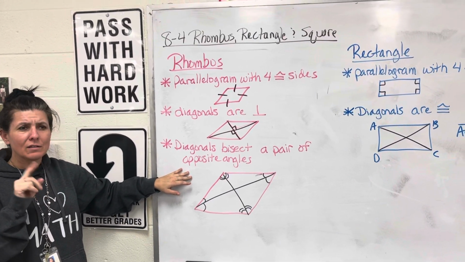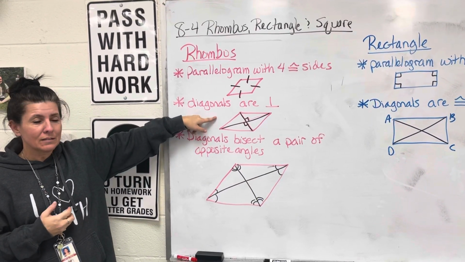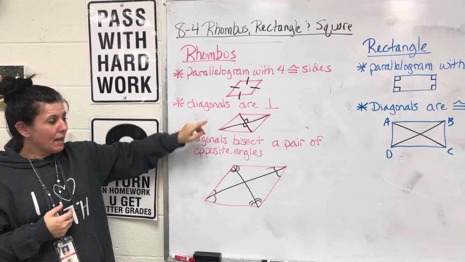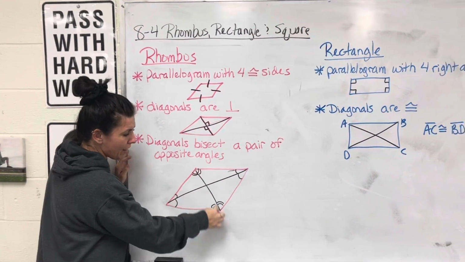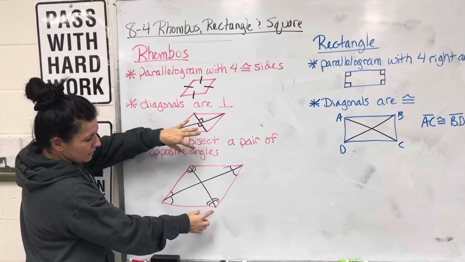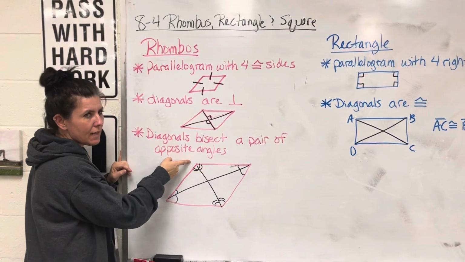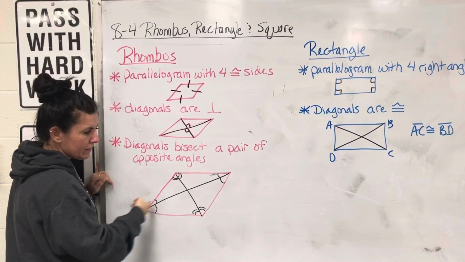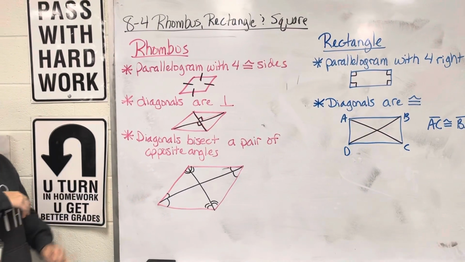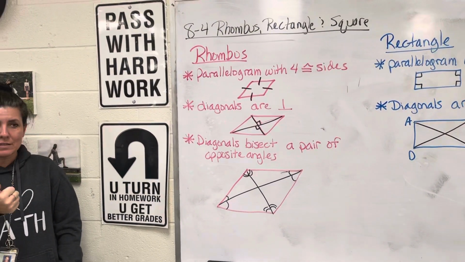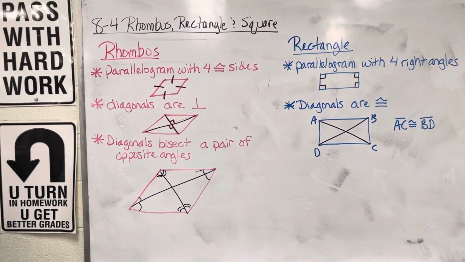We already know that the diagonals bisect each other because it's a parallelogram. We know that the diagonals are perpendicular, and they also bisect a pair of opposite angles. So what that means is this black diagonal splits this red angle exactly in half, and it splits this angle exactly in half. This diagonal splits this angle in half and splits this angle in half. So for a rhombus, it has lots going on with the diagonals. It splits the angles in half, it's perpendicular, and it bisects each other.